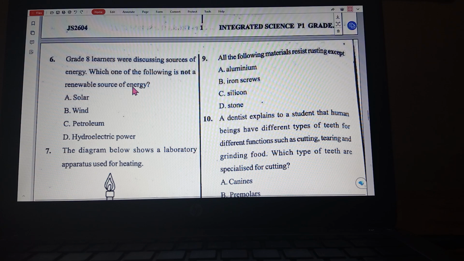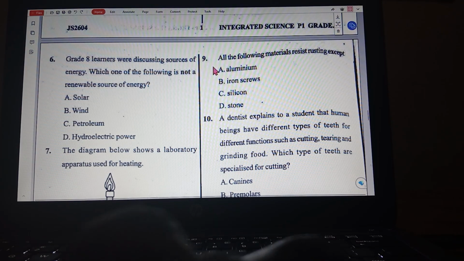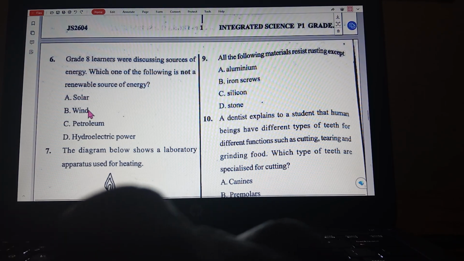For example, a dry cell is a source of energy. Once the chemicals in the dry cell are exhausted, they cannot be replaced. Right? Now, which one of the following is not a renewable source of energy?